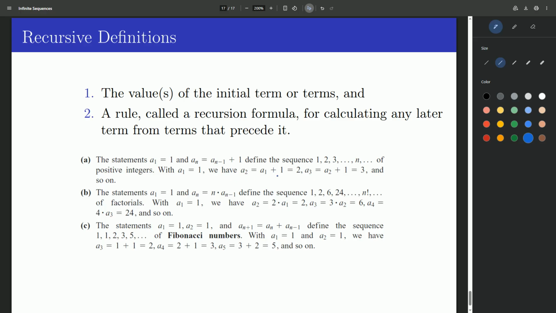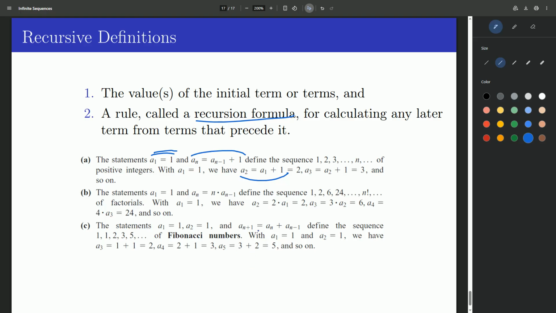If the general term is not given, we may have a sequence defined in a recursive form or with a recursion formula. It means that terms of the sequence are defined by one or more terms before that. For example, in this case, A2 is defined by A1 plus 1. It means that A2 is defined by one term, or An is defined by one term before that. An is defined by An minus 1 plus 1. And we need one initial value if we use one term to determine.